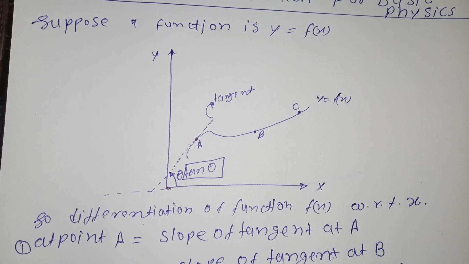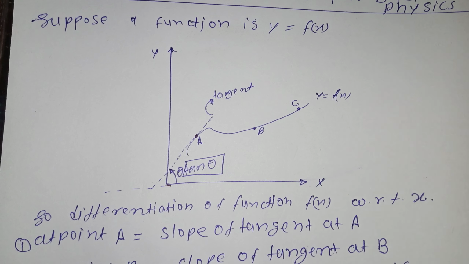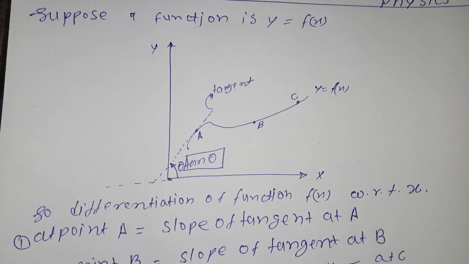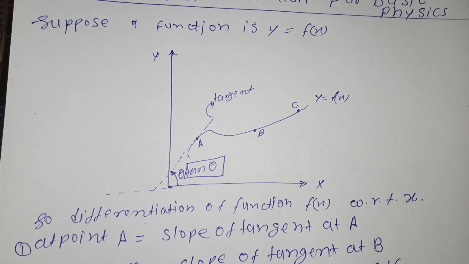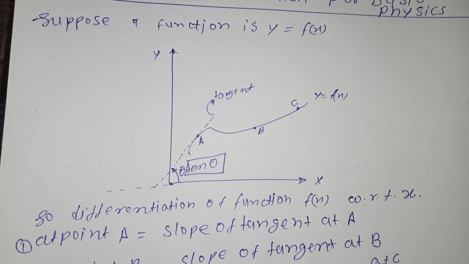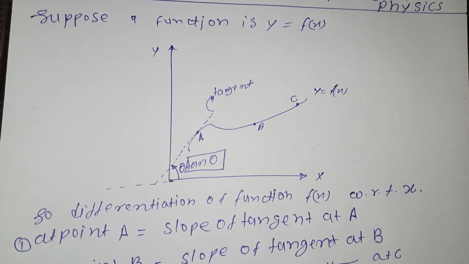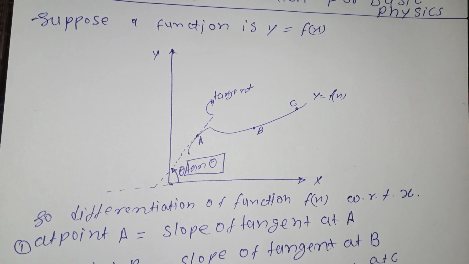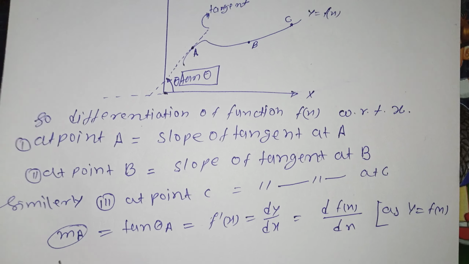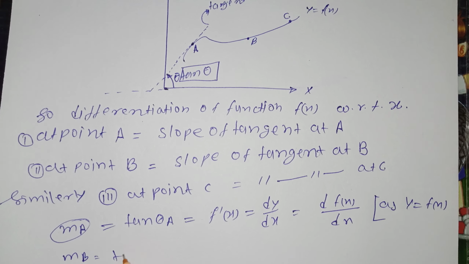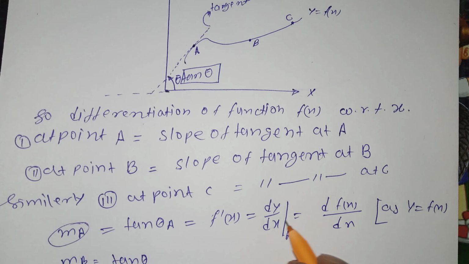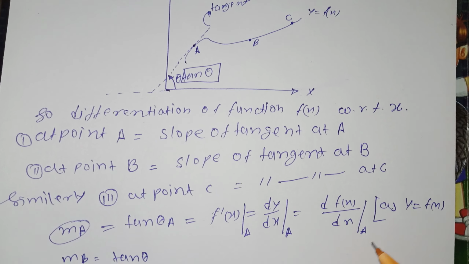So the slope m_A is represented by m_A equal to tan theta_A, equal to the differentiation f'(x) or dy by dx as y equal to f(x). So d f(x) by dx as y equal to f(x). Similarly, m_B equal to tan theta_B.